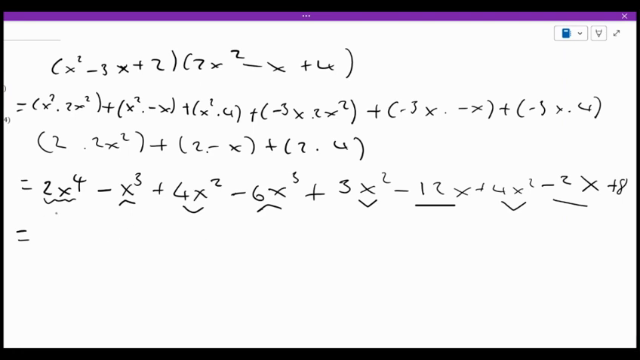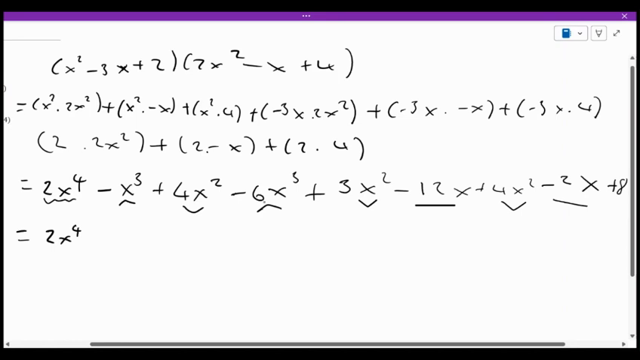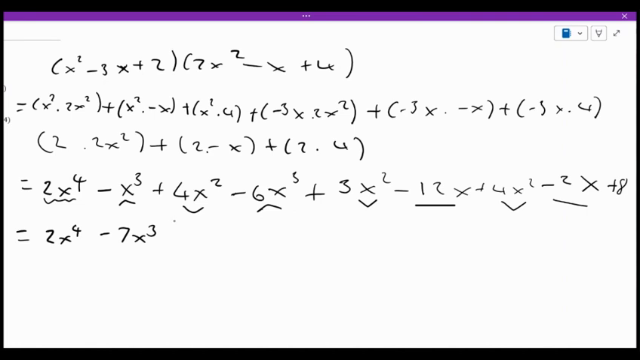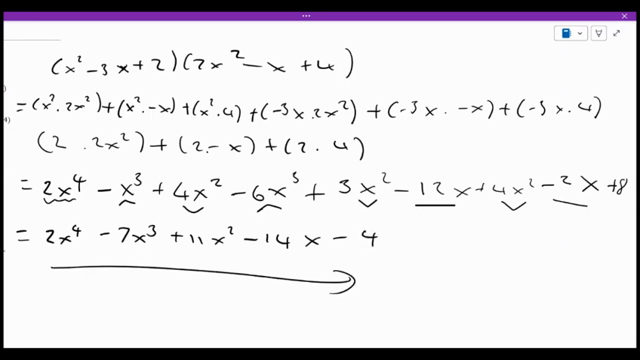Now, do we have another x to the power 4? No, we don't. So we just bring that down. X cubed, we have it. Now this is going to be negative 7. X cubed, negative 1 minus 6. Then we move on to x squared. We have 4 plus 3, that's 7. Plus 4, that is 11 x squared. And we look at the x's. We have negative 12 minus 2. Negative 12 plus 8, that's negative 4. And then we are officially done.